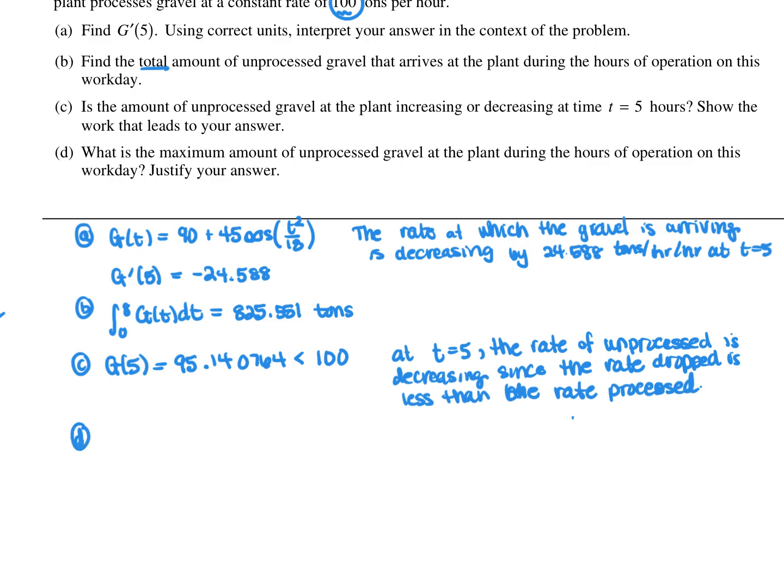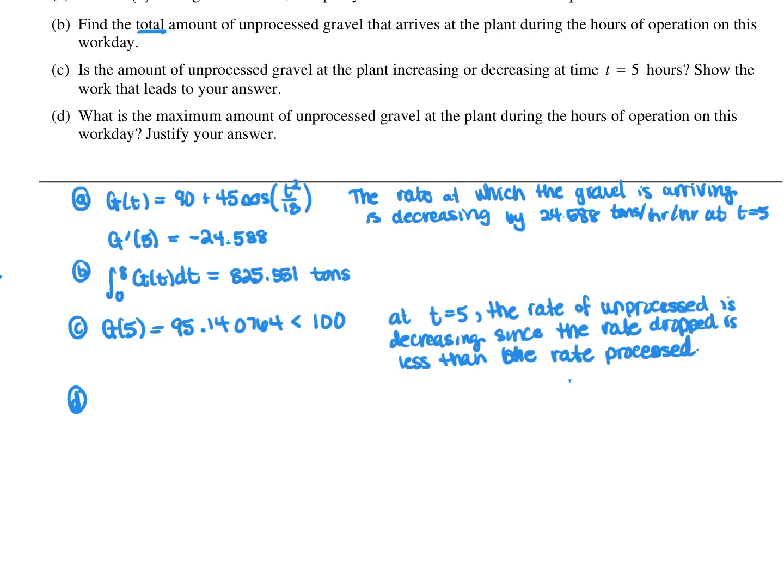D. What is the maximum amount of unprocessed gravel at the plant during the hours of operation? Okay, so we want to find the maximum amount. We know the amount at any given time is the amount there was at the very beginning, which is 500, plus the integral from 0 to t of the rate that it's being dropped off, minus 100, because that's how it's being processed per hour.